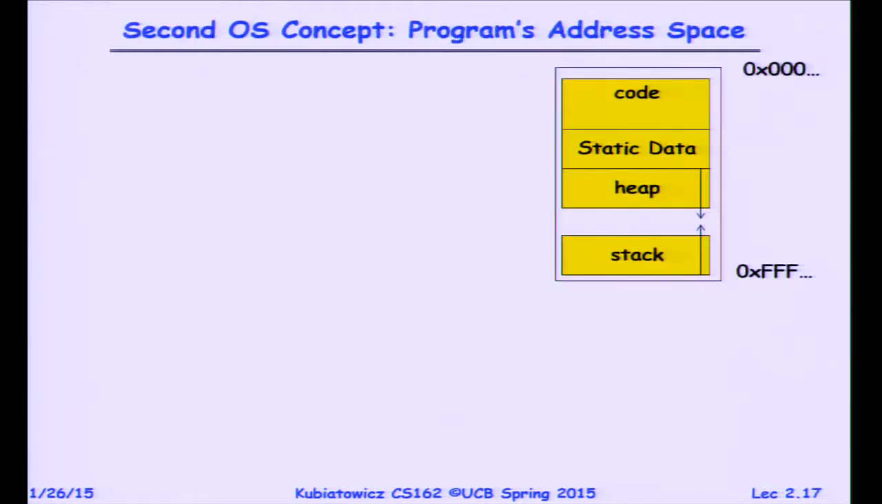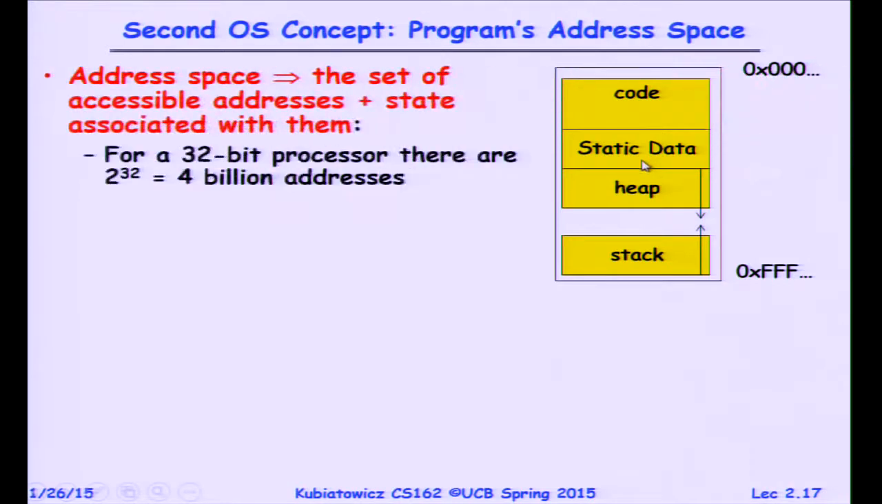So, let me talk about the address space. This is the second major idea we need today. Basically, you could say the address space is a chunk of memory that's available to a thread. And we're going to virtualize that in a little bit. But if you think about all the addresses from all zeros to all Fs, those are basically somewhere in that address space. So you could say it's the set of accessible addresses and the state associated with them. For a 32-bit processor, there are 2 to the 32nd bytes.